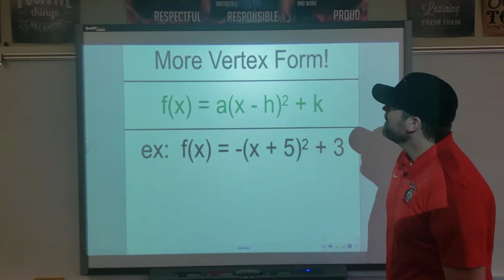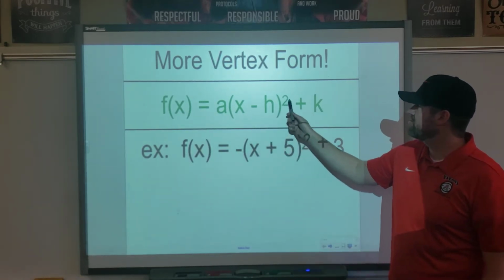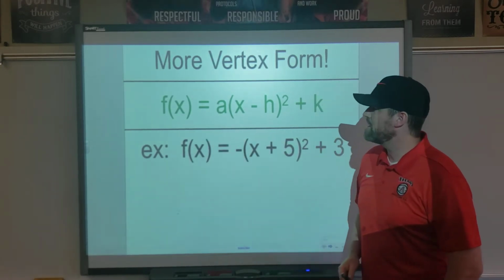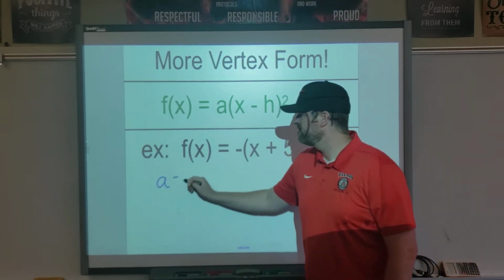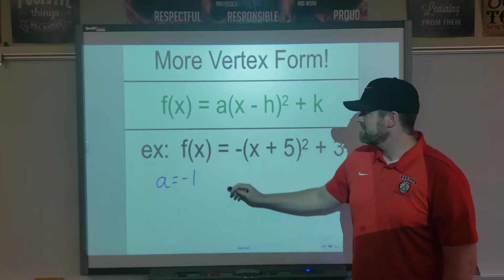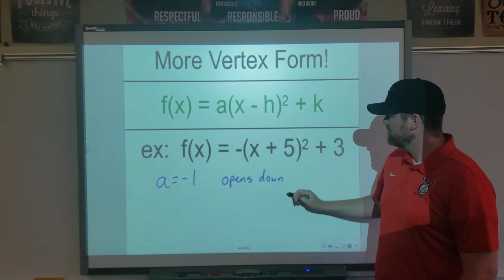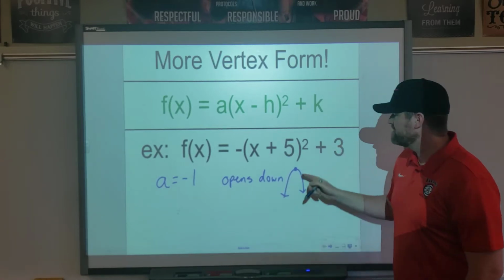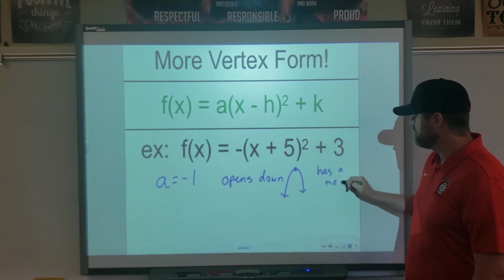All right, so vertex form, we know it's f of x equals a, and then x minus h squared plus k. The a is the same as all the other a values that we've been talking about with quadratics. So in this example, our a value is -1. And we know that the a value always tells us if the graph opens up or down. Because it is negative, the graph will open down. And anytime a graph of a parabola opens down, we will have a maximum. So we know quite a bit just from the a value.